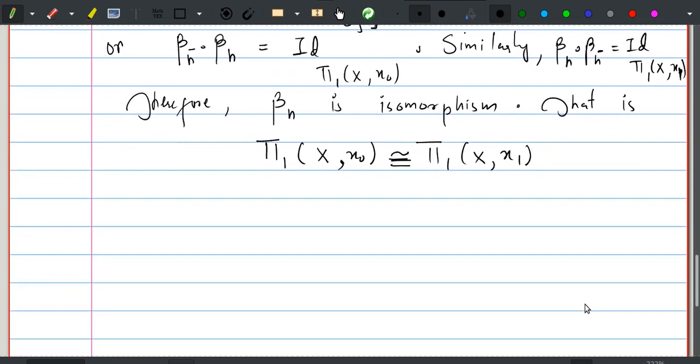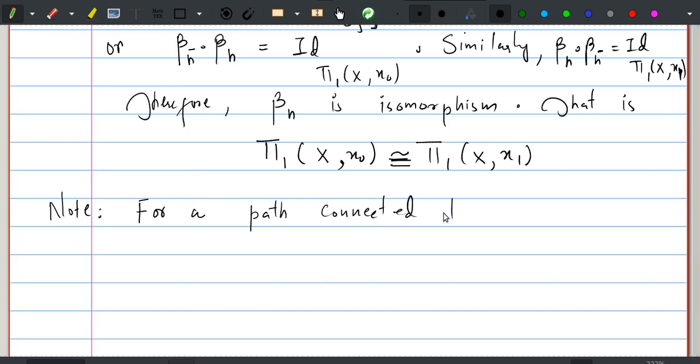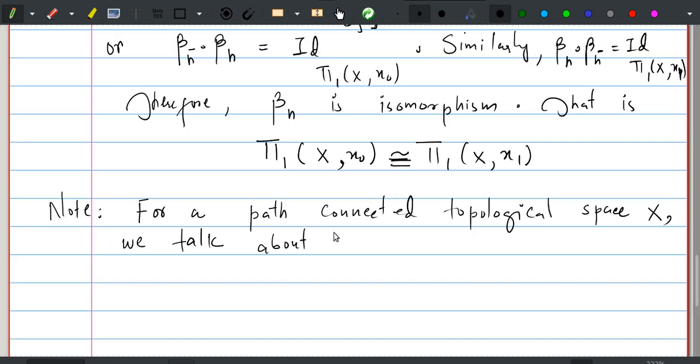So when we are dealing with path connected topological spaces, we do not need to mention this point here. So let us make a note here. For a path connected topological space, say x, we talk about pi1 of x. So we don't have to mention these base points here. This is up to isomorphism.